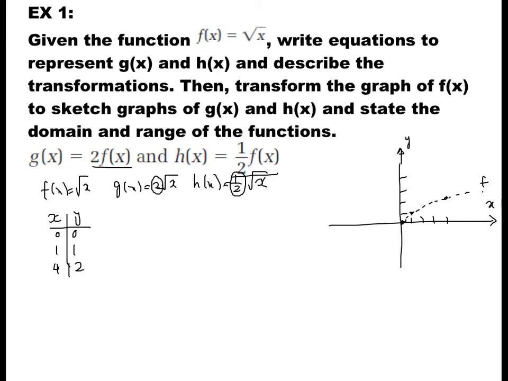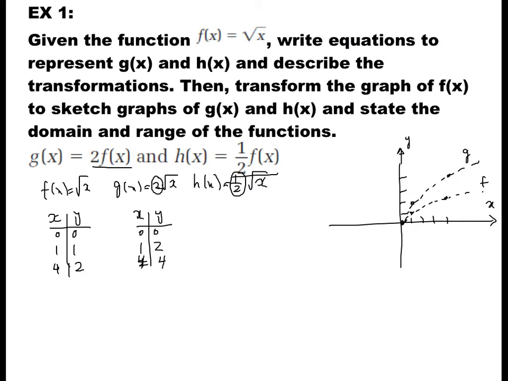Now let's look at g of x. The table of values for the same x's is going to be, if x is 0, 2 square root of 0 is 0. If x is 1, 2 square root of 1 is 2. If x is 4, 2 square root of 4 is 2 times 2, which is 4. So we get the same point here. If x is 1, y is 2. If x is 4, y is 4. So we get something like this.